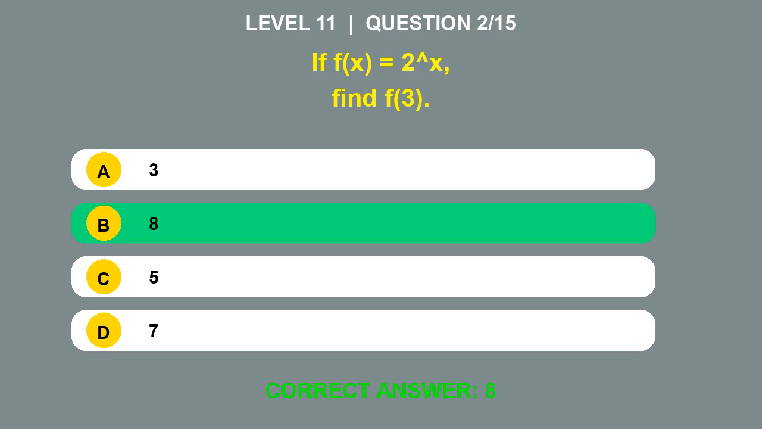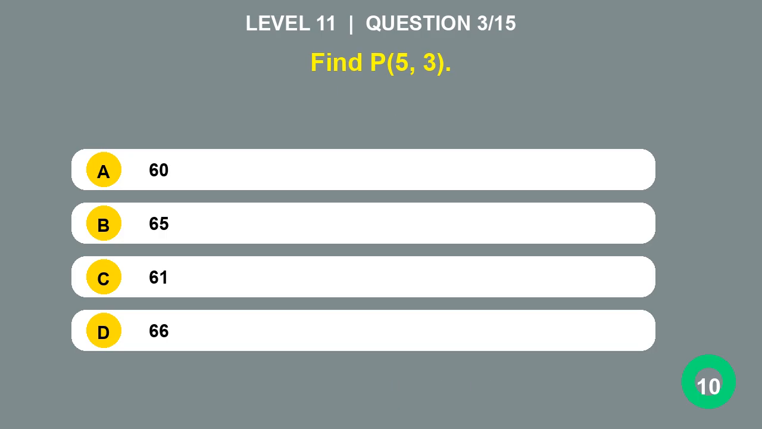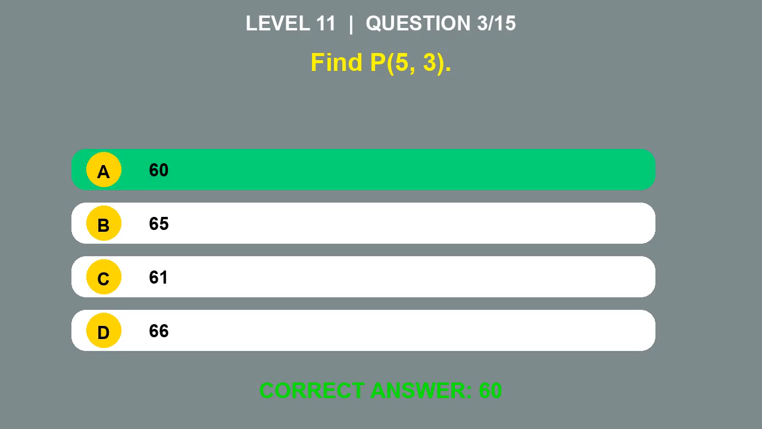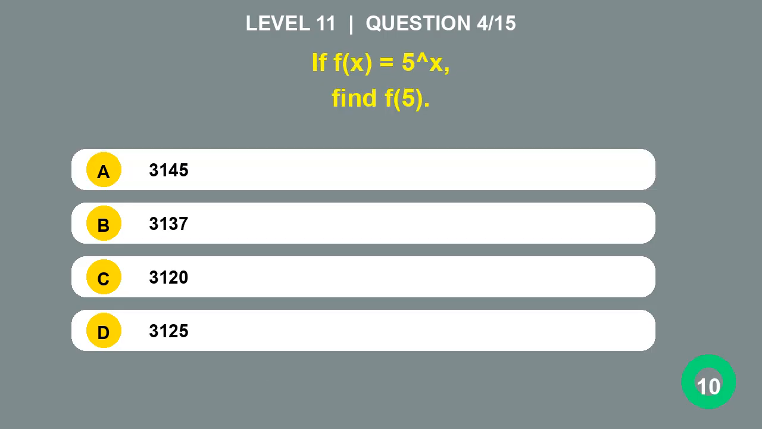Answer is 8. Find P(5,3). Answer is 60. If f(x) equals 5 to the power of x, find f(5).